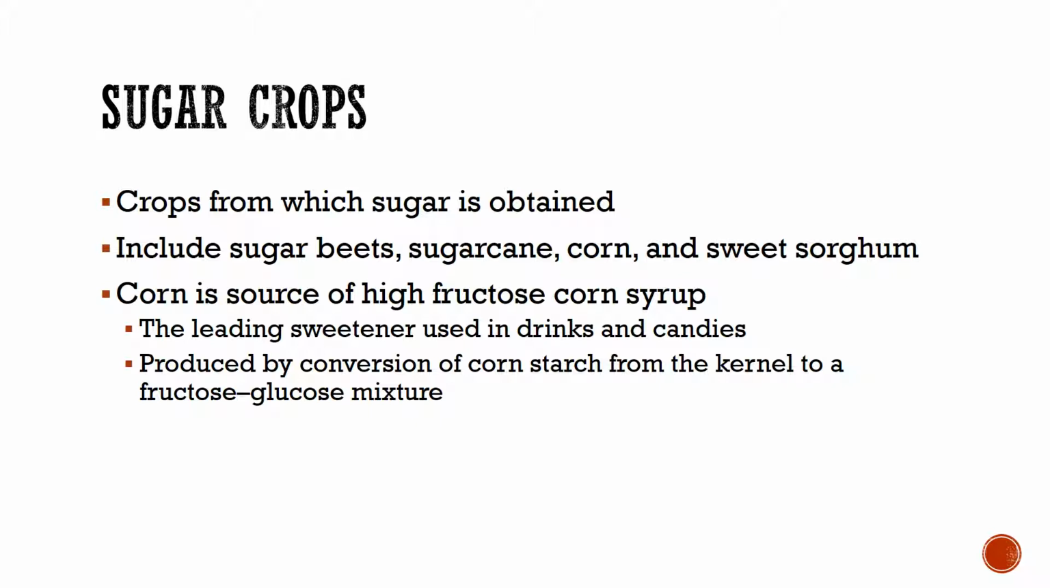So just know that sugar beets and sugar cane are not the only crops that are grown for their sugar content. We grow sweet sorghum, we grow different varieties of corn to make sure that we're utilizing all of the crops that we can have in a very economically strong United States.